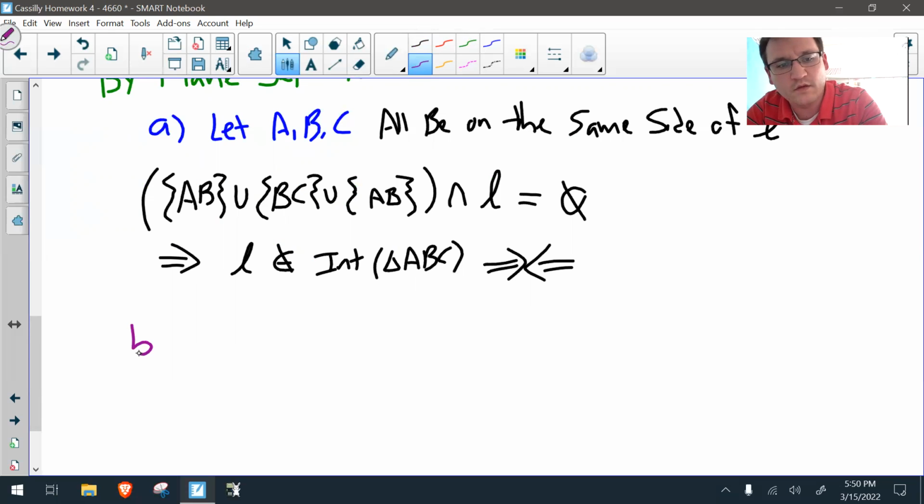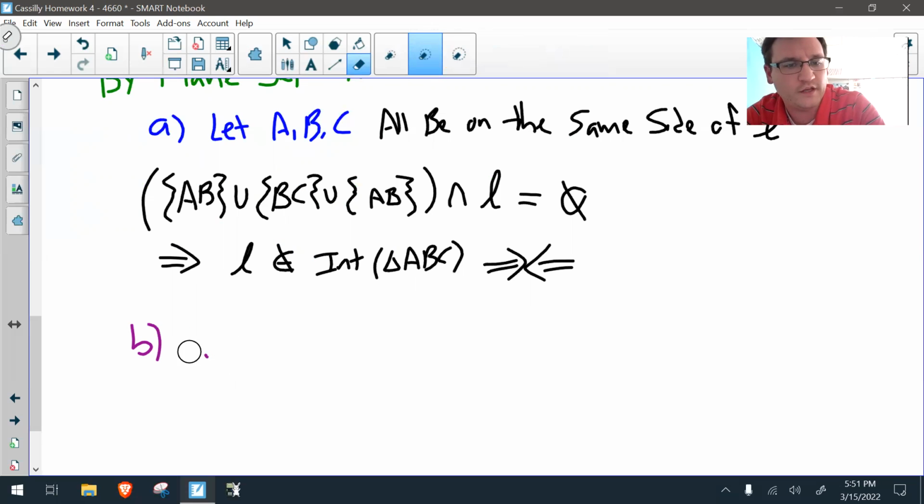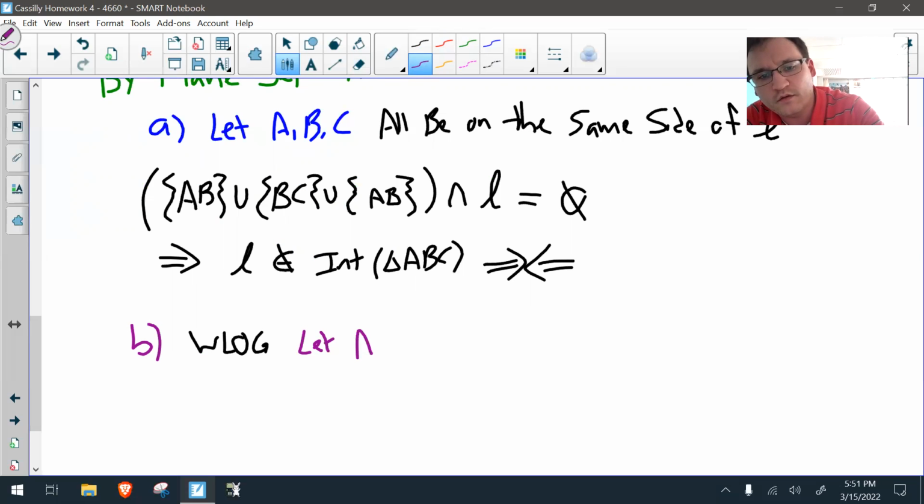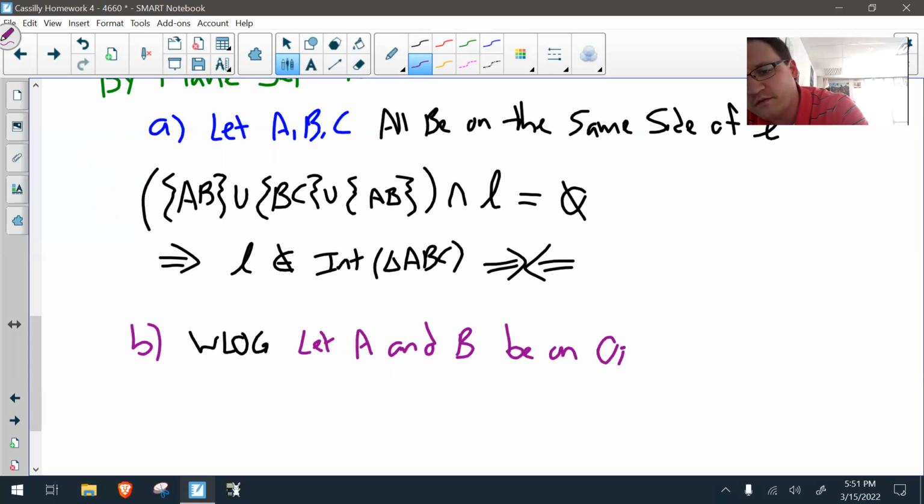Now case B. Case A said all three points were on the same side of L. What we're going to do now is say, without loss of generality, let's assume that two of them are on opposite sides. Okay, two are on the same side, one is on another side. So let's say without loss of generality, let A and B be on opposite sides of L.